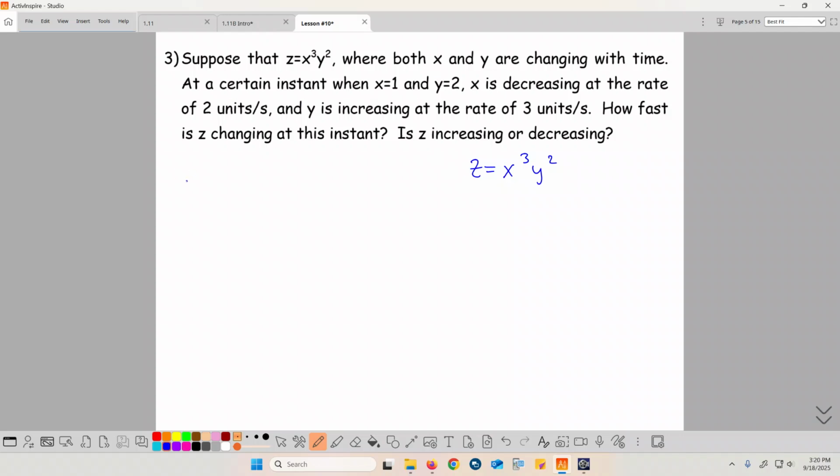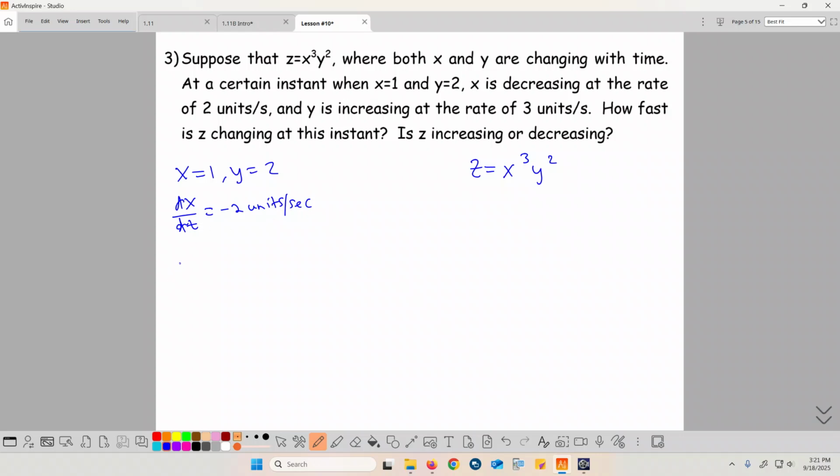So at a certain instant, when x is 1, then we know that y is going to be 2. Now, we can't plug that in yet. We have to derive implicitly first. It does tell us that x is decreasing, so that means dx dt. That's right, that's a rate. X is decreasing at a rate of 2 units per second. So let me put here minus 2 units per second. I know it's kind of a weird unit, but that's what we'll use.